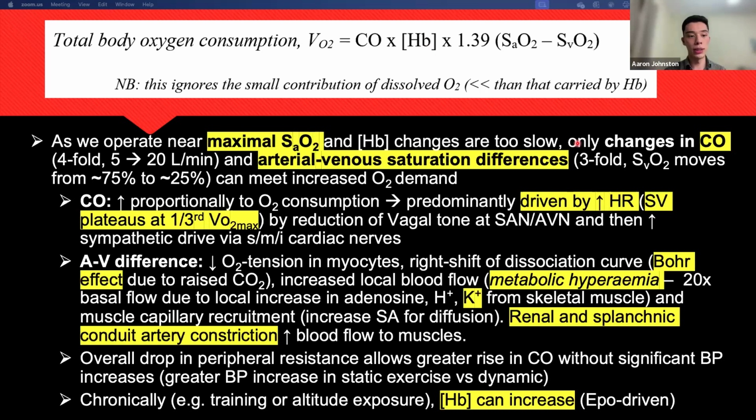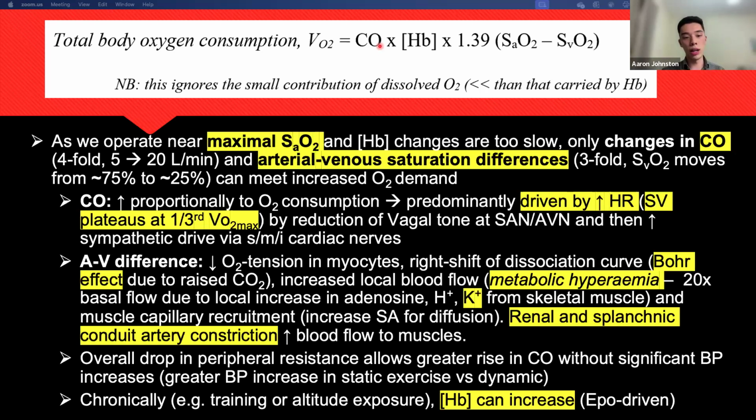as well as an increase in cardiac output by about 4%. So focusing first on cardiac output, the first term, cardiac output increases proportionally to oxygen consumption, predominantly driven by an increase in heart rate, because we know that if you were to plot the stroke volume as a variable against your VO2 or your oxygen consumption, your stroke volume plateaus at about 1/3 of your maximum possible oxygen consumption for any individual.